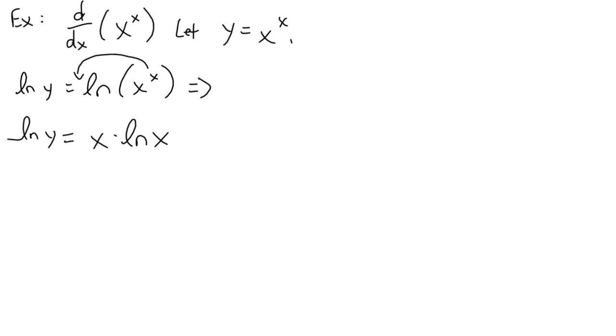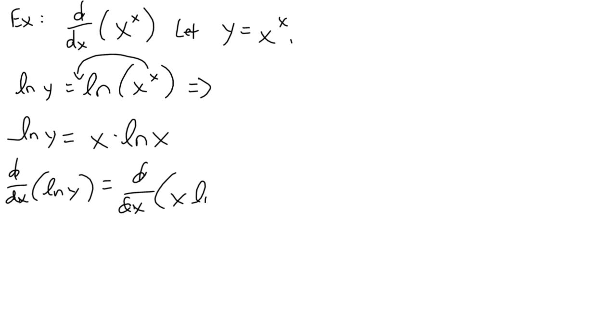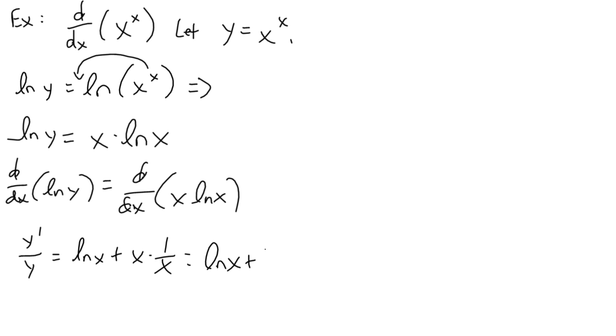I know how to differentiate x log x, right? So now I'm going to differentiate both sides. I take the derivative with respect to x of log y. That must equal the derivative of the other side. Both of those are easy. Derivative of ln y, it's implicit differentiation, but I can do it. I get y prime over y. On the right, it's just the product rule. Derivative of the first is 1 times the second, plus the first times the derivative of the second, which is really just log x plus 1.